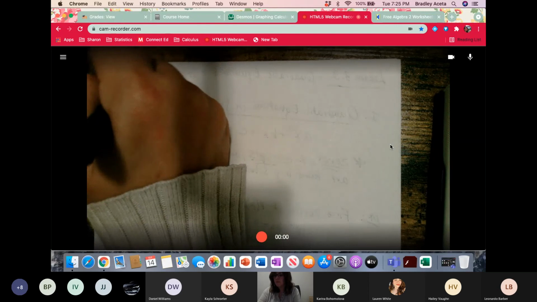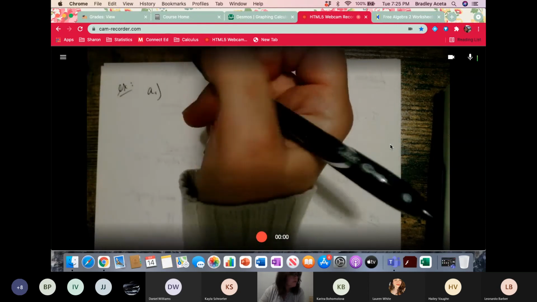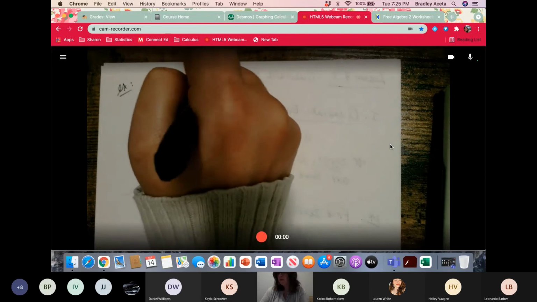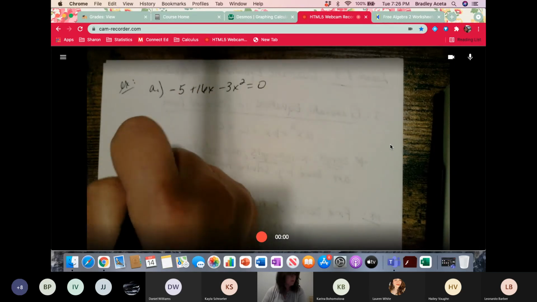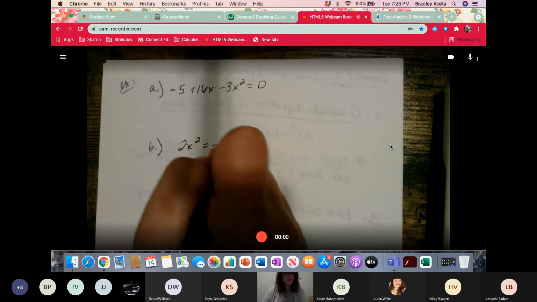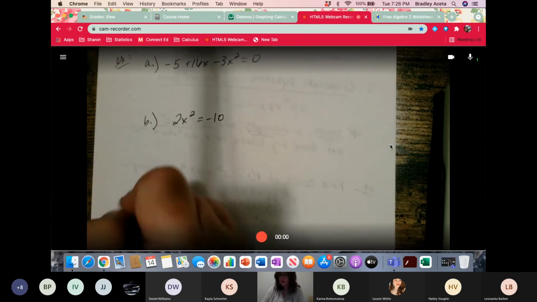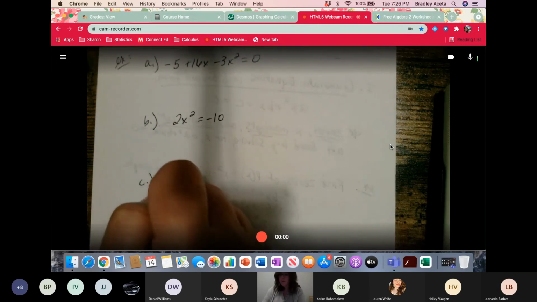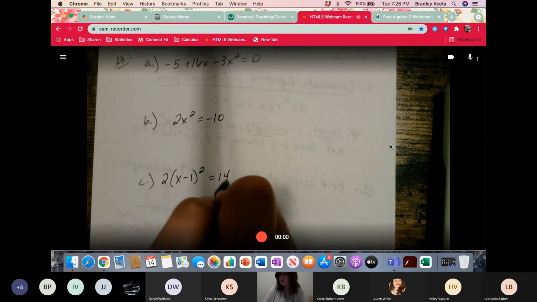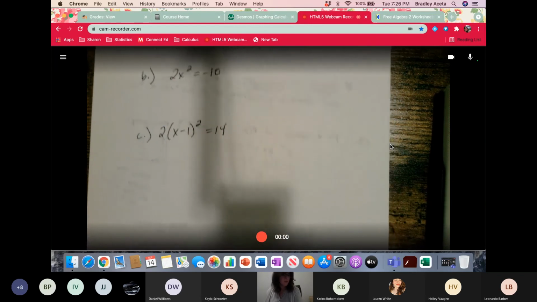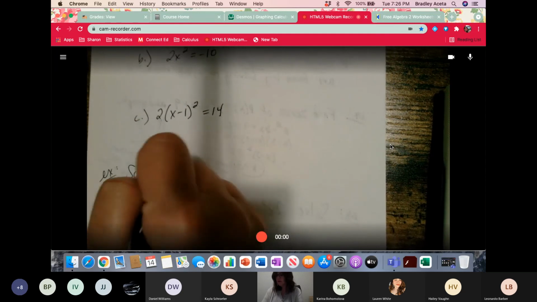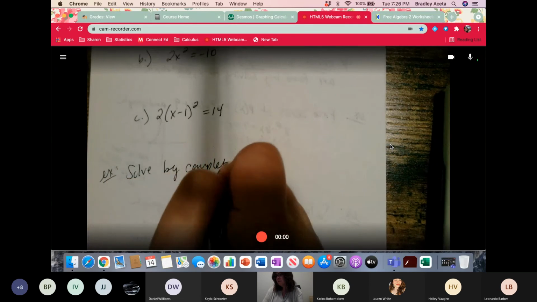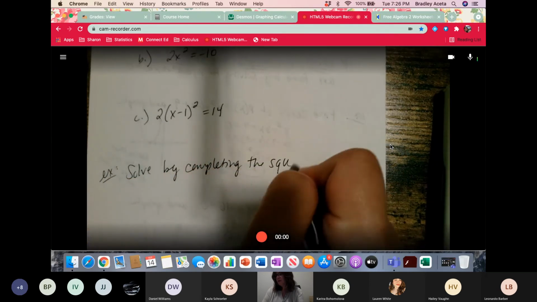So let's do, let's see, what is this? -5, hope I wrote this right. Yes, plus 16x minus 3x squared equals 0. We're going to do a 2x squared equals -10. And then we'll do a 2 times (x minus 1) squared equals 14. And then I'm going to do one more, and then we will be done on this last example. Solve by completing the square.